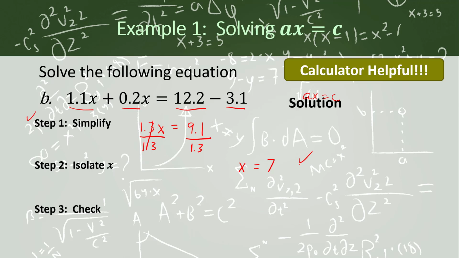Last thing we need to do is check. Well, that should be pretty straightforward. We can just take our x and substitute it back into here. And if we do, we will have 1.1 times x, which is 7.7, plus 0.2 times x, which is going to be 1.4, and that is equal to 9.1, which of course is also what 12.2 minus 3.1 is. And there you go. You're done.